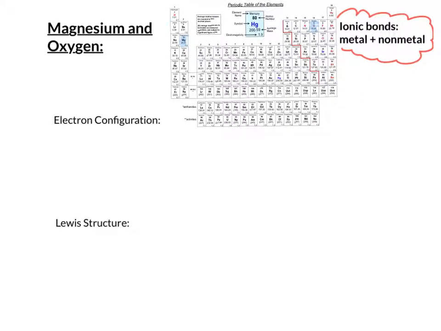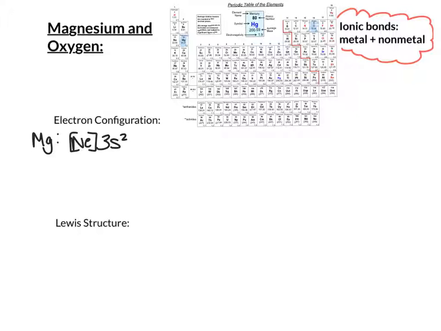So the electron configuration for magnesium is, if we're going to do the abbreviated, which is going to be a lot easier, we're going to find the noble gas right before magnesium, which is neon. So we're going to have neon in brackets. And then if you look, after neon, we have 3s2. So neon, 3s2. And there's the configuration of magnesium.